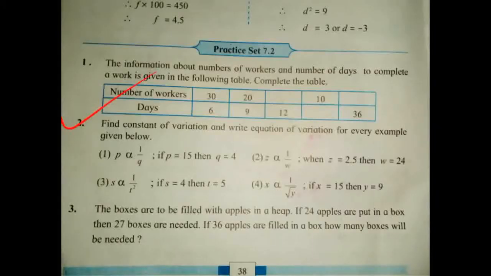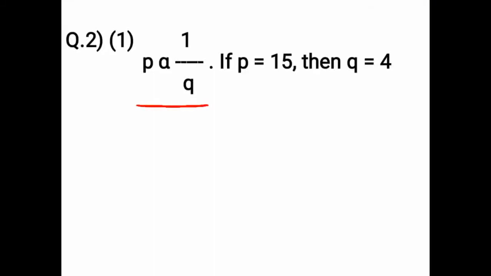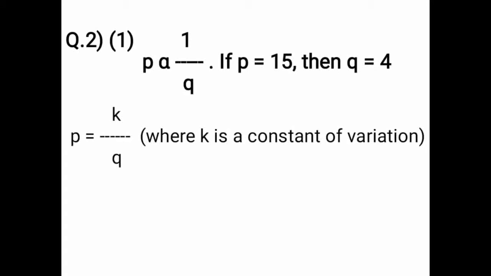Next, find constant of variation and write equation of variation for every example given below. First one, P is inversely proportional to Q. If P is equal to 15, then Q is equal to 4. When you are solving these kinds of sums, finally you have to write the constant of variation and equation of variation form. You have to write this again. P is inversely proportional to Q. Use the formula of the constant of variation in inverse variation. P is equal to K upon Q, where K is a constant of variation.